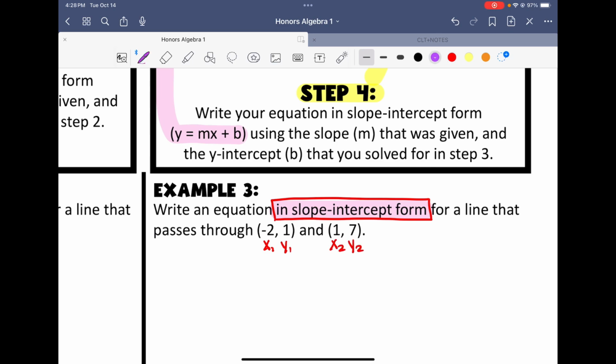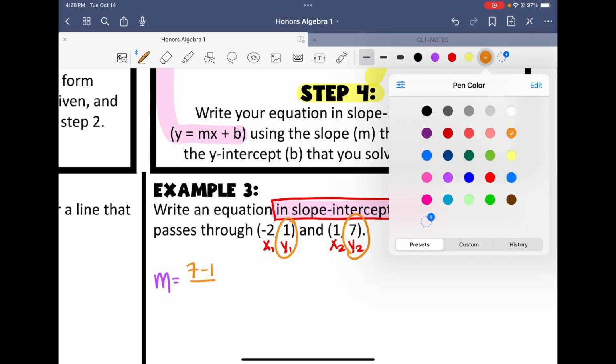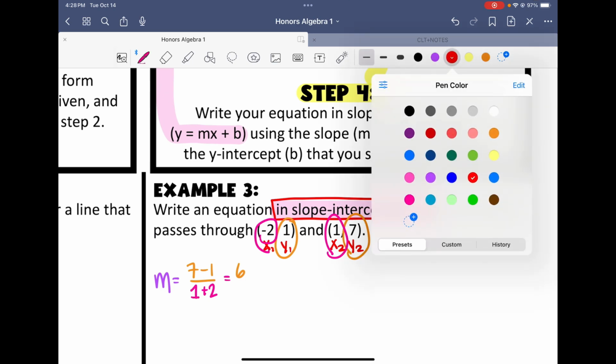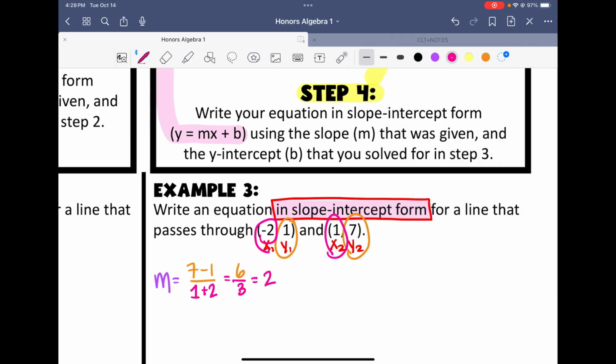So I'm going to find the slope of these 2 points. The y's: it's 7 minus 1 over, let's go with pink, y2, which is 1, minus a negative 2, which makes a plus 2. So what I end up getting is 6 over 3, which is equal to 2, simplified down to 2.